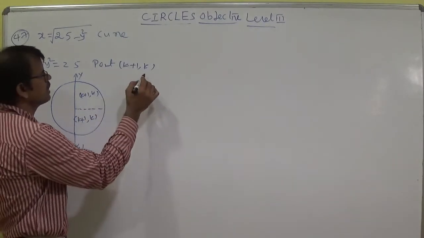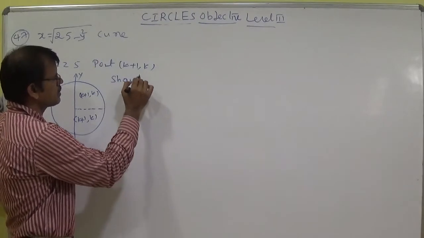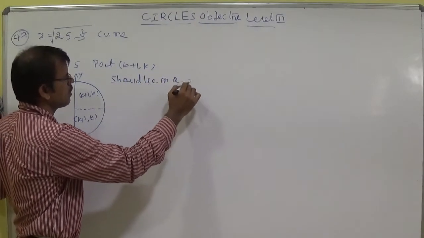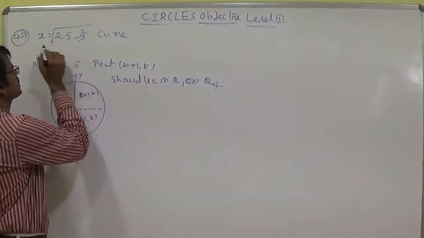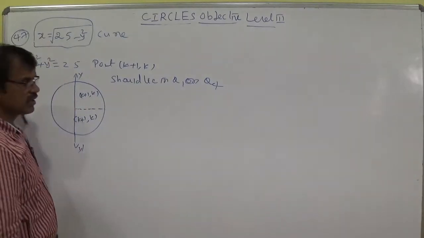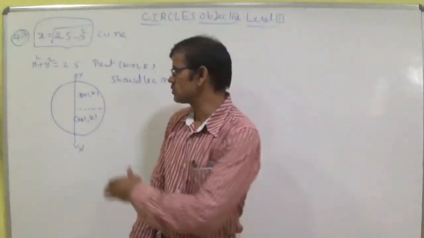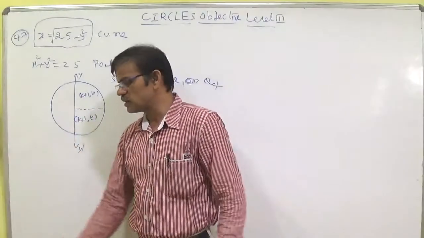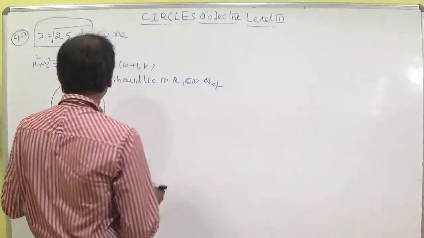So the point k plus 1 comma k should lie in Q1 or Q4. It is the main point, because x is equal to root of 25 minus y square is the main condition. If it were given as x is equal to minus root of 25 minus y square, you should consider the point P in the third quadrant or fourth quadrant; here it should lie in Q1 or Q4.